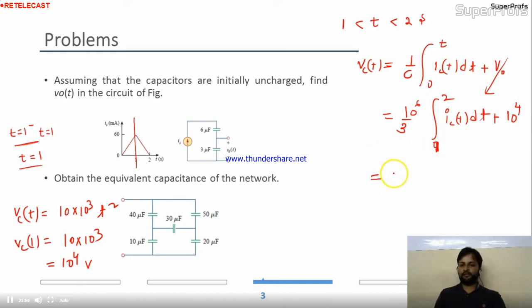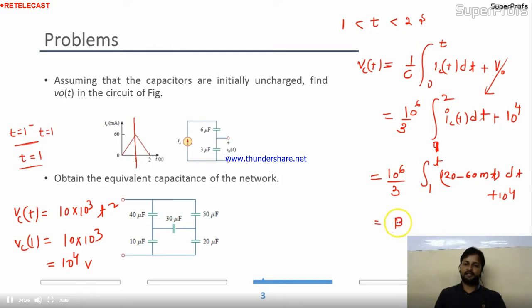I think it's okay to you. Now come here, 10 to the power 6 by 3. You can take it 2 or t. In terms of t we need it, but the starting point is 1. The value is 120 minus 60 t, dt, plus 10 to the power 4. When you solve this equation, you will get something like B.